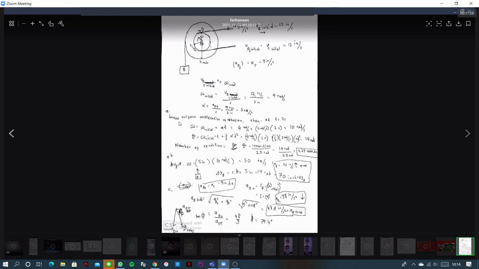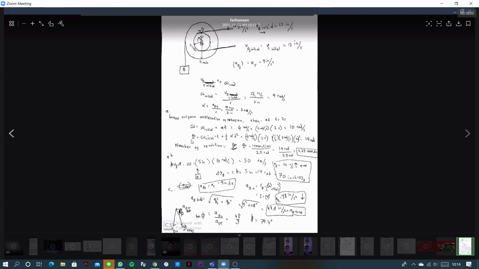Because the motion is uniform in its acceleration, we can use this equation. Omega, the rotational velocity, equals the initial rotational velocity plus the rotational acceleration times t. And then we get omega is 10 radians per second.